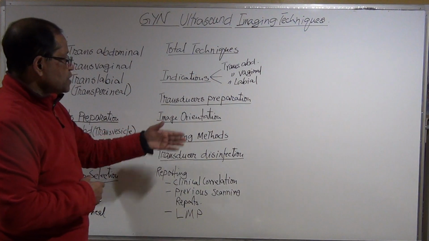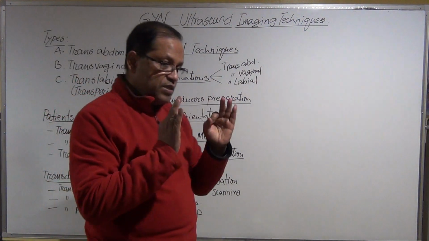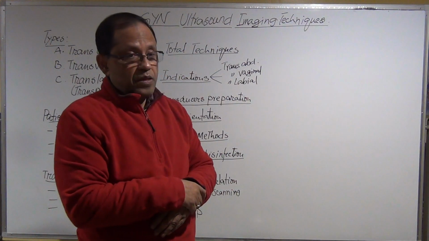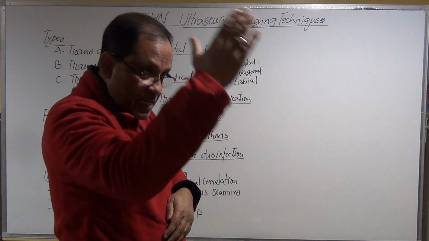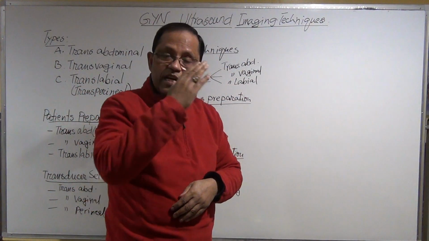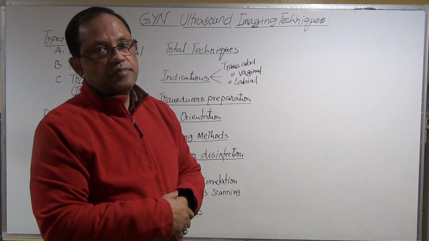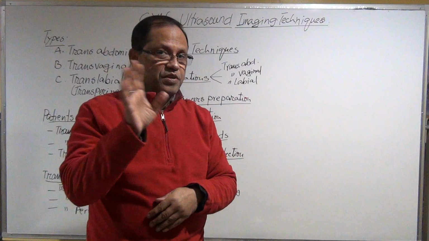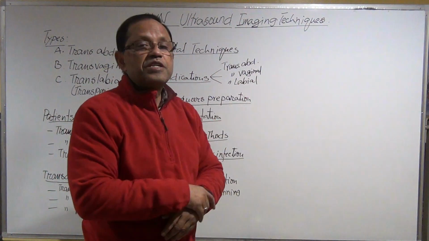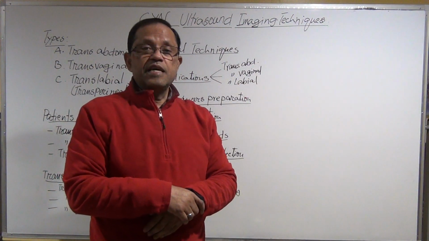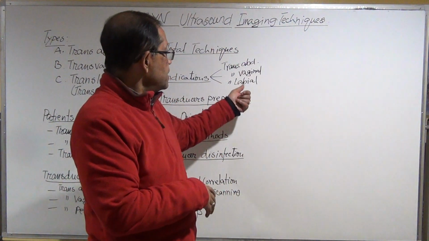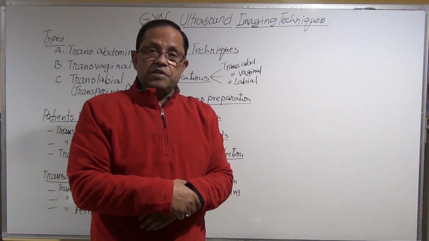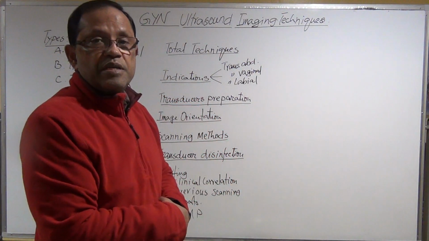Then we will discuss the image orientation. Image orientation means how to study the image when you take the picture. Where is the anterior, posterior, superior, inferior, right, left? Do you think for each approach all the orientations are the same? No. Transvaginal orientation is different from the transabdominal and translabial. You need to learn because you need to read the images.